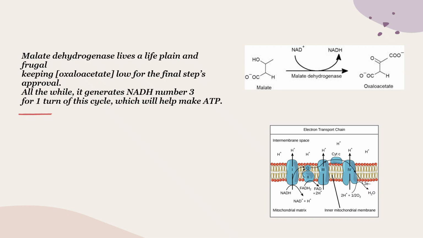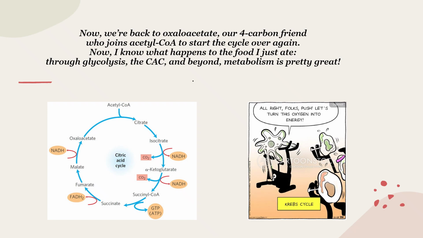All the while, it generates NADH number 3 for one turn of this cycle, which will help make ATP. Now, we're back to oxaloacetate, our 4-carbon friend who joins acetyl-CoA to start the cycle over again. Now, I know what happens to the food I just ate. Through glycolysis, the citric acid cycle, and beyond, metabolism is pretty great.